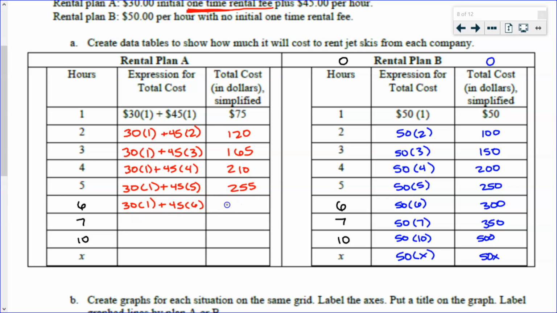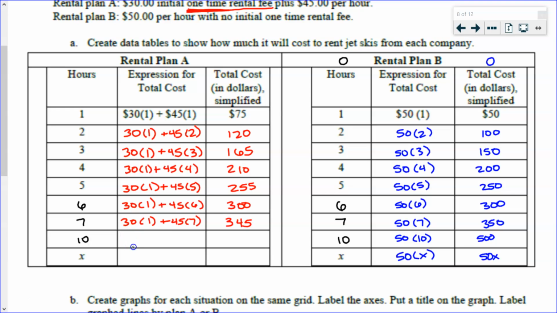6 hours, how much is that going to be? Thank you. Who have I not called on yet? Thank you, Trinity. Great. And 7 hours, what's that going to be? Brian? Nope. I think you jumped a little bit too high. We should be typing in 30 times 1 plus 45 times 7 into our calculator. Let's go to Savannah. Yep, 345.